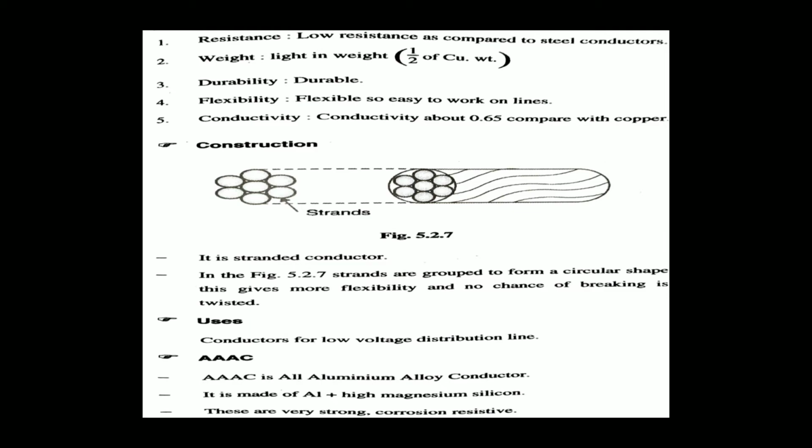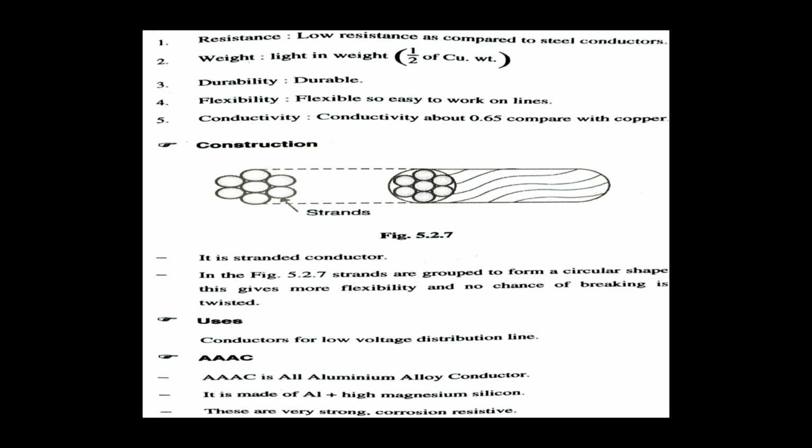In this figure, strands are grouped to form a circular shape. This gives more flexibility and no chance of breaking when twisted. Where can it be used? As conductors for low voltage distribution lines. So for low voltage distribution lines, we use the AAC, meaning all aluminium conductor.